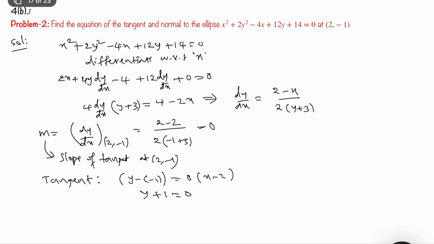Then what will be the normal? The normal will be a vertical line passing through (2, -1). So the normal line will be what? A vertical line passing through (2, -1) means that will be x = 2, that implies x - 2 = 0. Okay, fine.